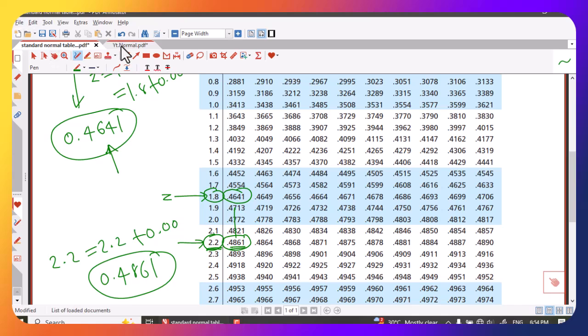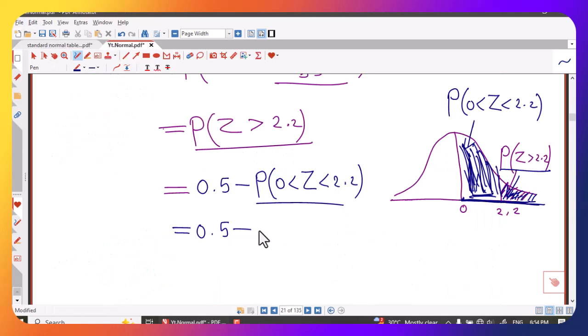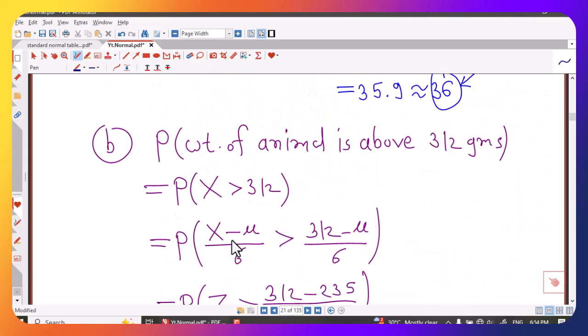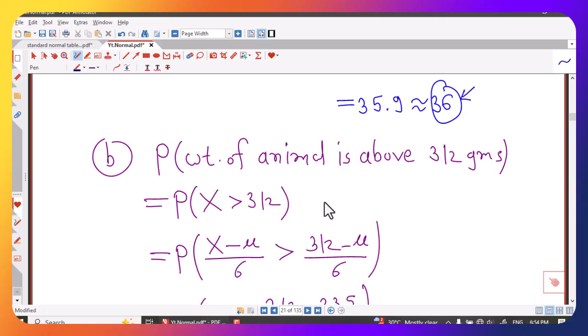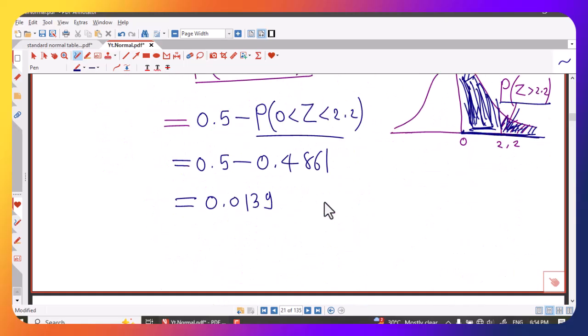So we substitute here 0.4861, and this turns out to be 0.0139. So this is the probability that the weight of an animal is above 312 grams, and to write down the number of animals, we will multiply this probability by the total number of animals.